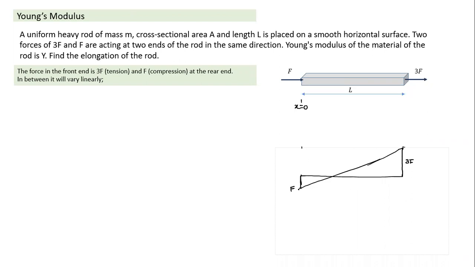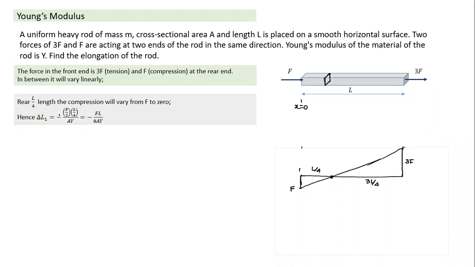Now, how do I find the extension? At which point will the force become 0? This will be at L by 4 from the rear, and this will be 3L by 4. So from the rear end, the part of the rod which is at 1/4 of the length will not experience any tension or compression. That's how the force will vary. In the rear L by 4 length, the compression will vary from 0 to F.